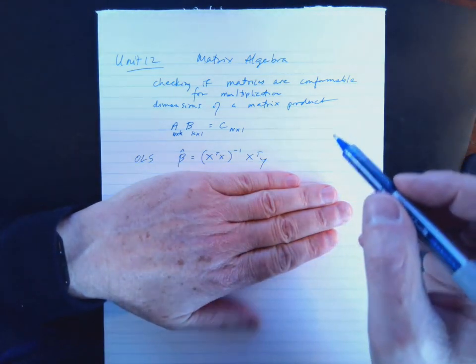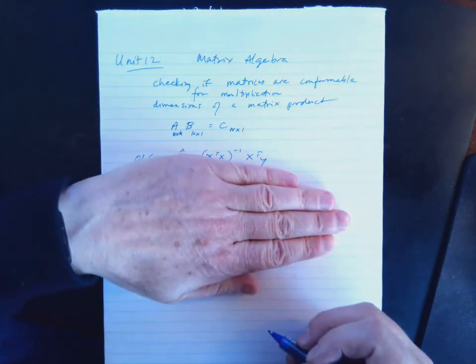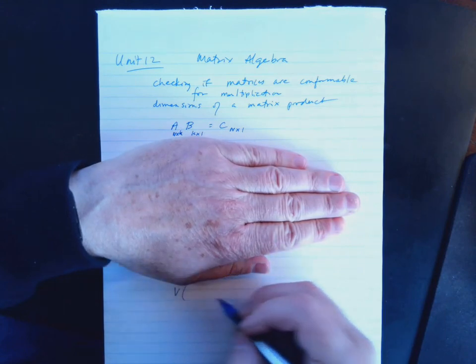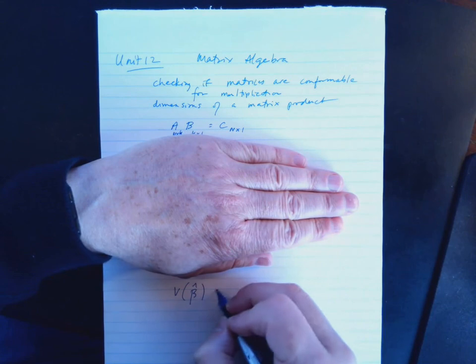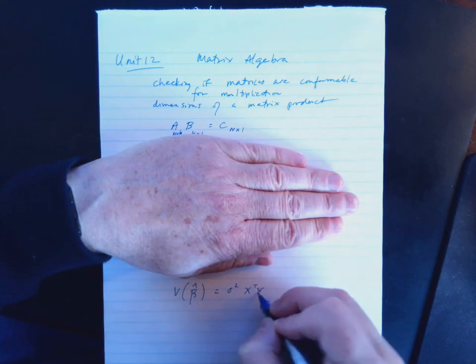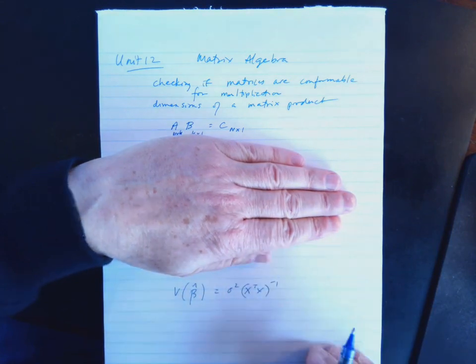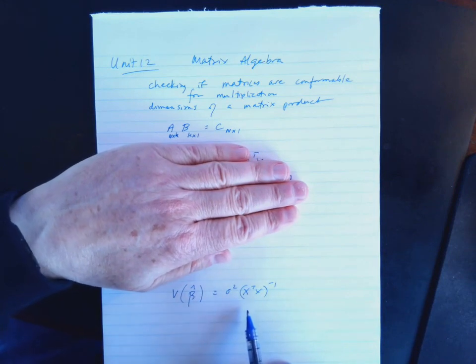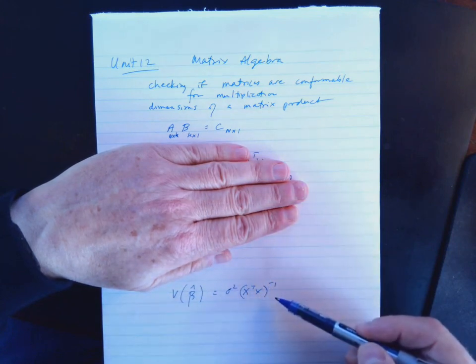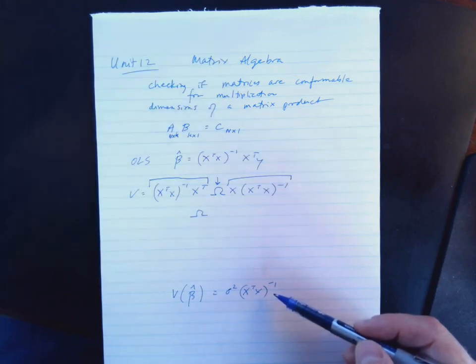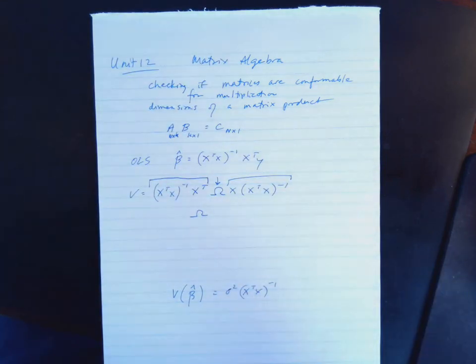But you do need to know that the variance of beta hat is sigma squared X transpose X inverse. We didn't derive that, but that is the case if the classical assumptions hold. If the classical assumptions hold, that's the expression. If classical assumptions don't hold, then it takes that form.